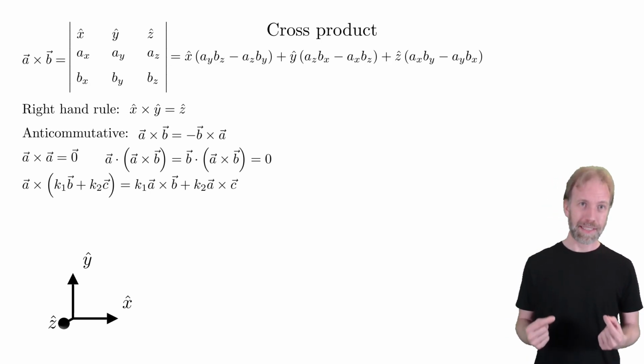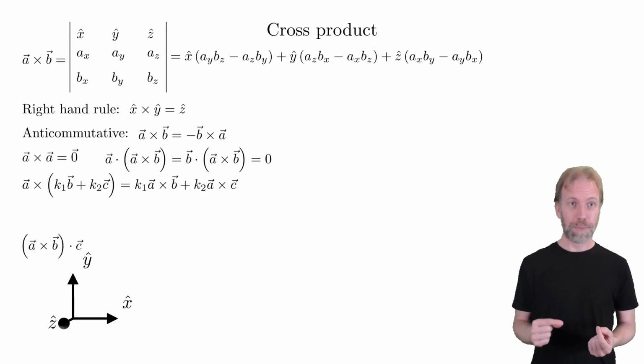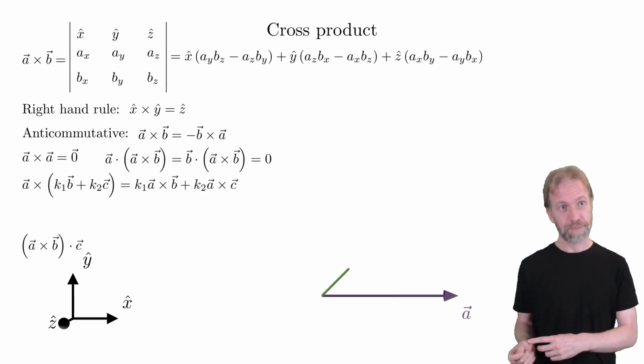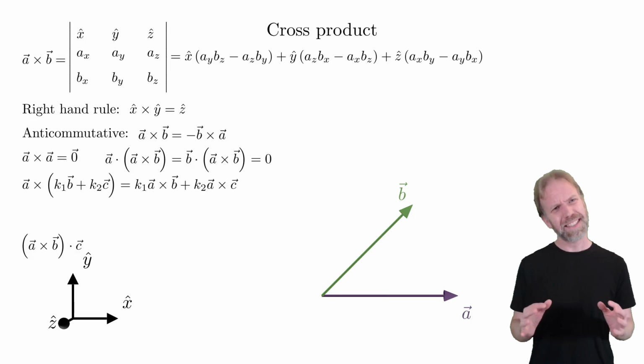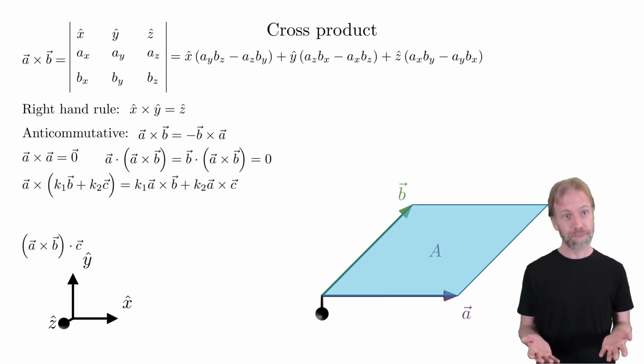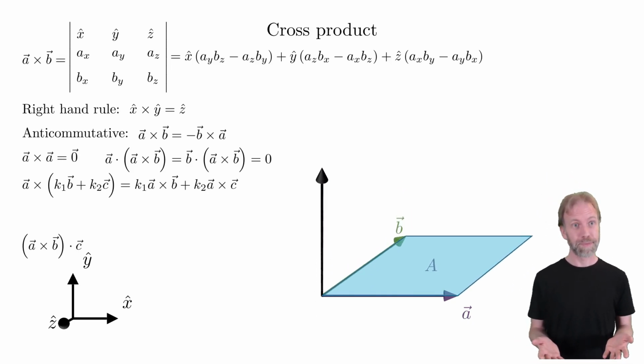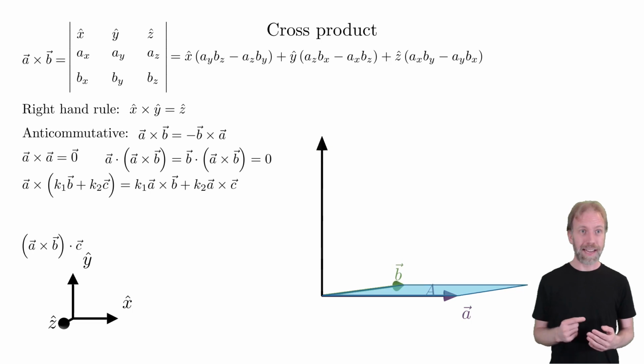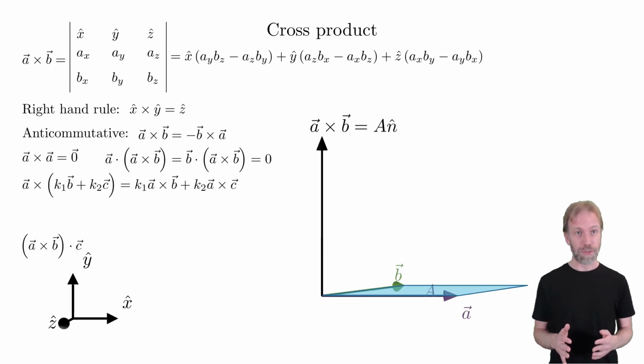The next operation is the dot product between A cross B and the vector C. This operation is easiest to understand visually. Start by creating the cross product between A and B. We know that its length is the area A and its direction is n hat, which is perpendicular to both A and B.